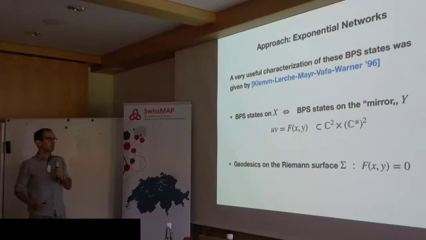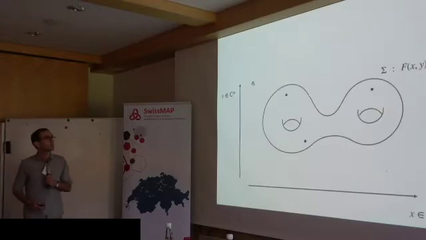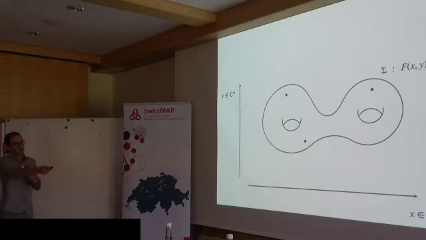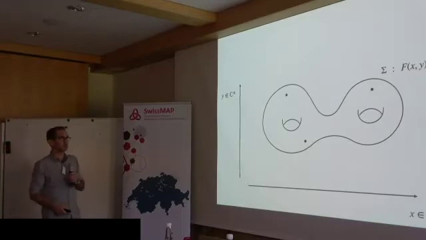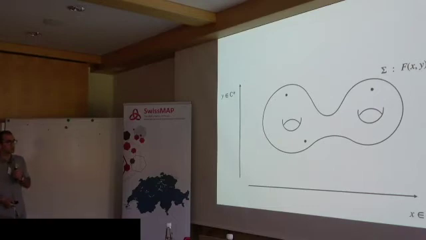And one of the ideas of this paper is that the BPS states that you want to study actually map to geodesics, which I'll describe in a moment, on the Riemann surface sigma, also called the mirror curve, which is defined by setting F equal to 0. So how does that work? Sigma is defined by f of x, y, Laurent polynomial, equal to 0. So it's defined as a complex curve inside C star cross C star. You can think of it as a Riemann surface with some handles and some punctures.